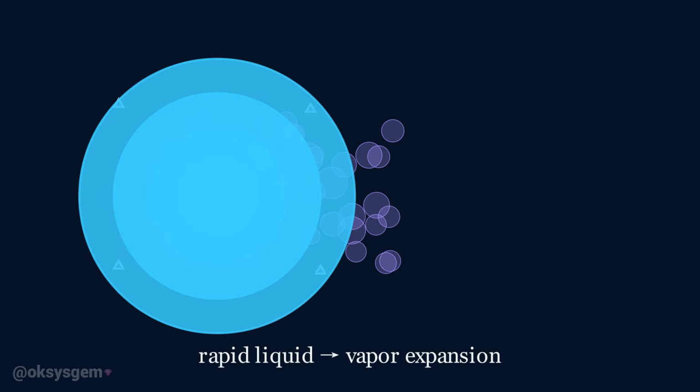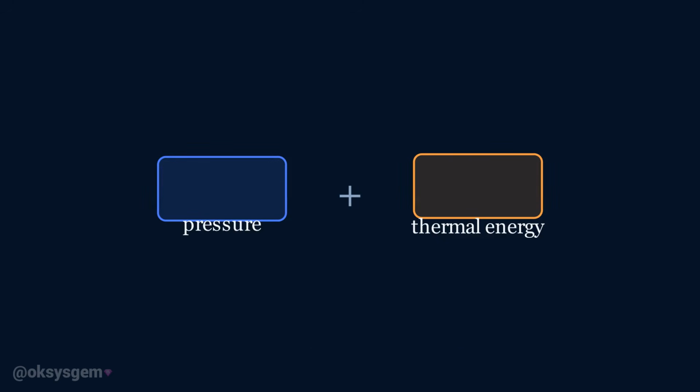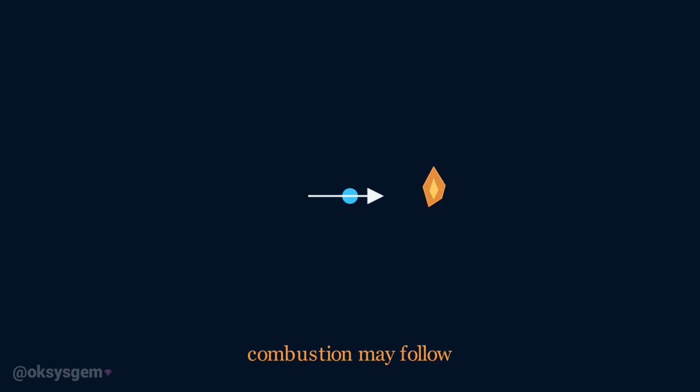If the material involved is also flammable, combustion may occur afterward, creating an additional fire hazard. But the basic BLEVE mechanism does not depend on combustion. The physical phase change from pressurized liquid to expanding vapor is enough to produce the explosion. This makes BLEVE an interesting combination of thermodynamics and pressure physics rather than simply another form of fast burning.